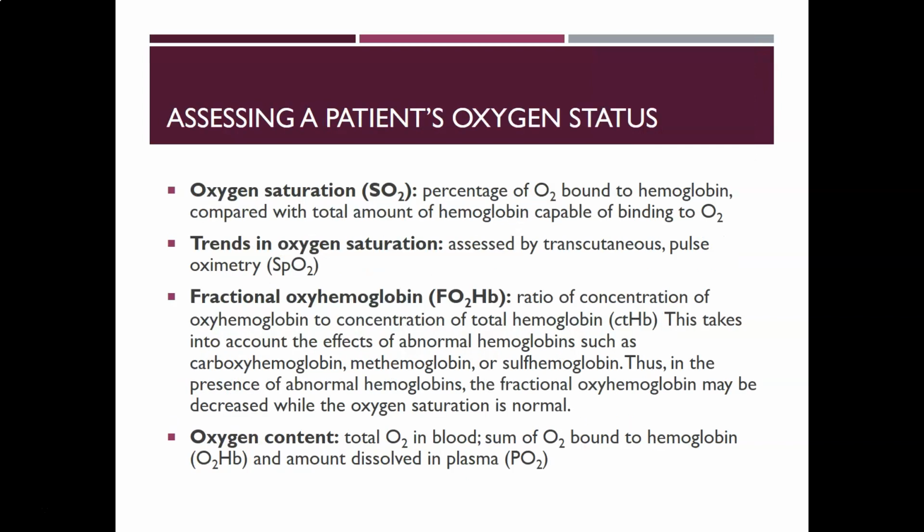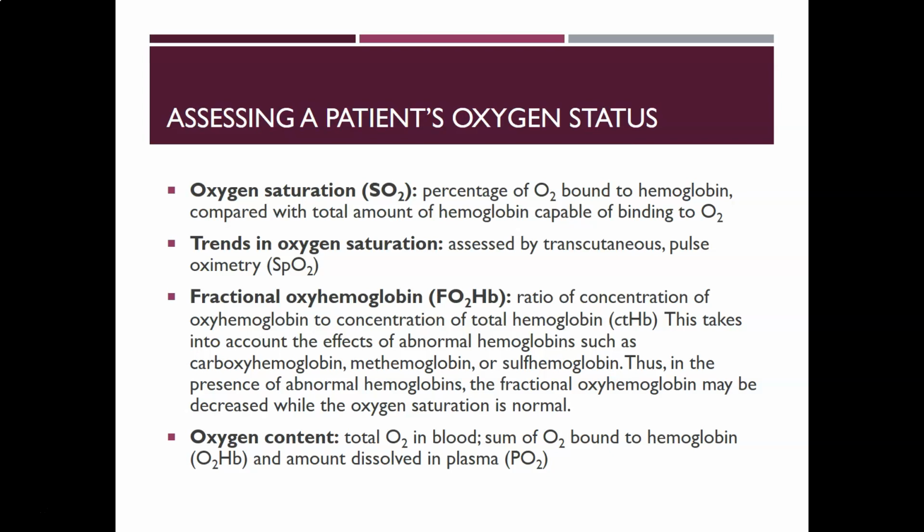There are different ways to assess a patient's oxygen status. The most commonly used is oxygen saturation, which is the percentage of O2 bound to hemoglobin compared with the total amount of hemoglobin capable of binding to O2. You would expect normal patients to have above 95% oxygen saturation. There are trends in oxygen saturation that can be monitored, so you can assess it by transcutaneous pulse oximetry, see how it's moving, and it can be recorded.